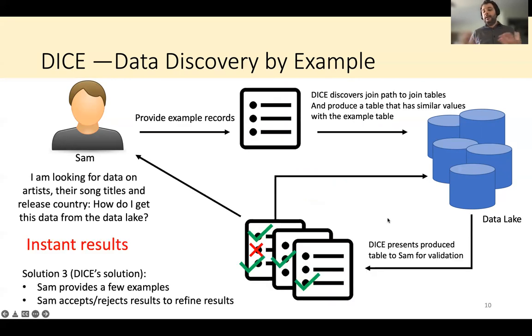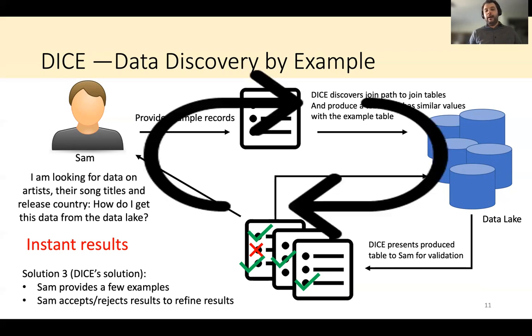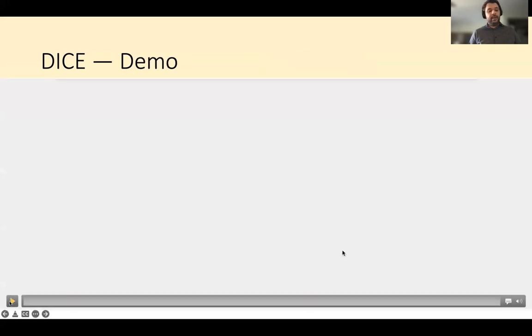Of course, we then have the ambiguity problem, because we could find multiple join paths in the data lake that would reproduce the examples that the user has provided. So this is an iterative process where the user has to validate some of the results that the system provides in each iteration. This way, the user will guide the discovery process until the user is happy with the final result. I'm just going to show a quick demo right now.